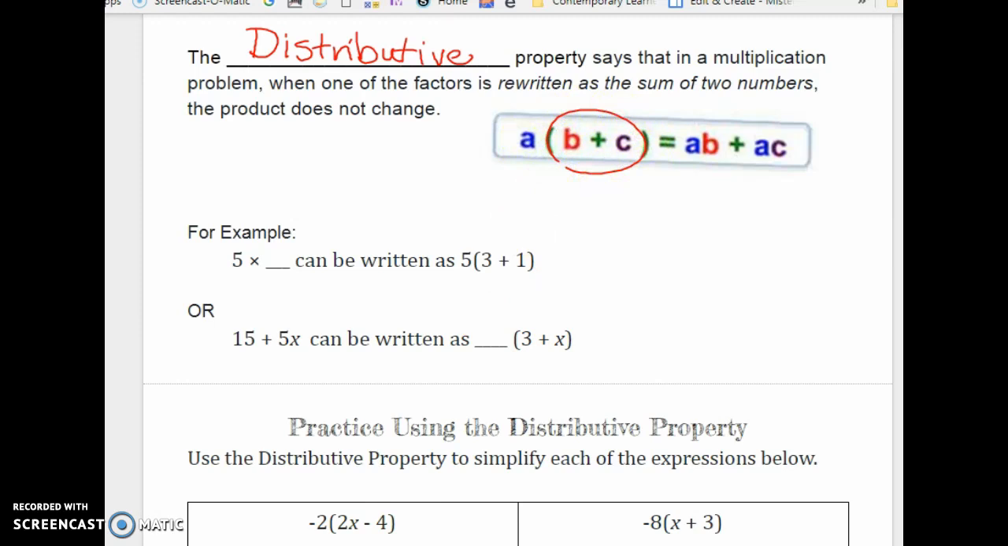So for example, 5 times what can be written as 5 times 3 plus 1? Well, 3 plus 1 is 4. It's just another way of rewriting the expression. Also, 15 plus 5x can be rewritten as what times 3 plus x? This one's a little trickier. Do 15 and 5 share the same factor? They sure do, and that's a 5. Well, let's just check to make sure this works. 5 times 3 is 15. 5 times x is 5x. There's an addition sign between. Is that the same as what we started with? It sure is.